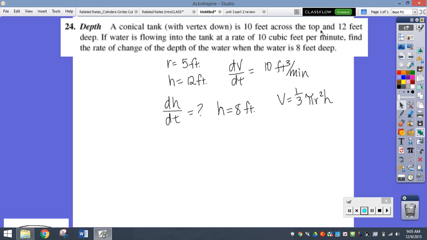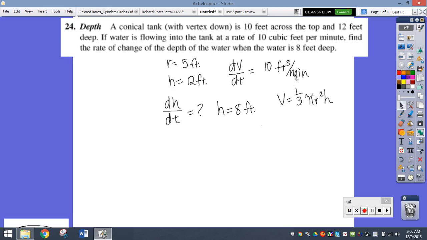Okay, so 12 feet deep, that's the height of the tank. When you talk about depth, that's the same thing as height. They tell you that the water's flowing at a rate of 10 cubic feet per minute, so that would be a rate of change with respect to time, and it's a measurement of volume because it's cubic feet, so dV over dt equals 10 feet cubed per minute.